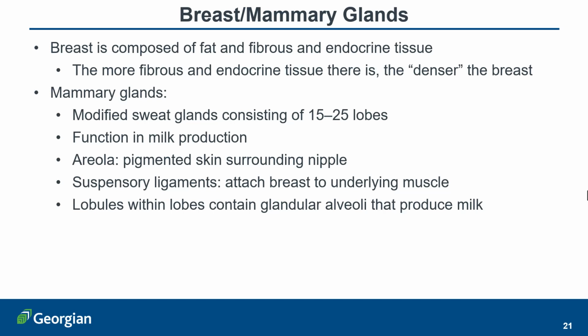Under certain circumstances, during lactation, the mammary glands will produce milk, and we'll see, this course is not focused on pregnancy and post-pregnancy lactation, but we'll see which hormones are involved in milk production once the baby is born. The areola is the pigmented skin surrounding the nipple itself, and the suspensory ligaments are what attach the breast to the underlying muscle, the pectoralis muscle. Lastly, we have the lobules within the lobes that contain the glandular alveoli. So this is not the alveoli in the respiratory system. The alveoli are really what produces the milk, these are the modified sweat glands.